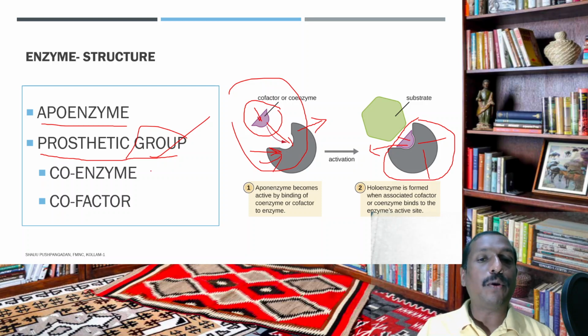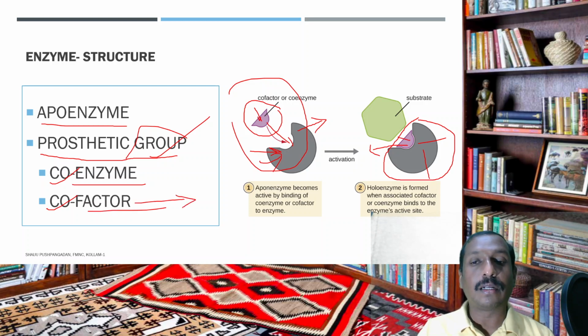Okay, and this non-protein part may be of two different kinds: coenzyme and cofactor. What is the difference between coenzyme and cofactor? First of all, we have to study what is cofactor. Cofactor is the non-protein part, which is a kind of metal ion, a small group of chemical substances, for example FAD or aluminum. So some enzymes may require some metal components. That kind of non-protein part is called cofactor.